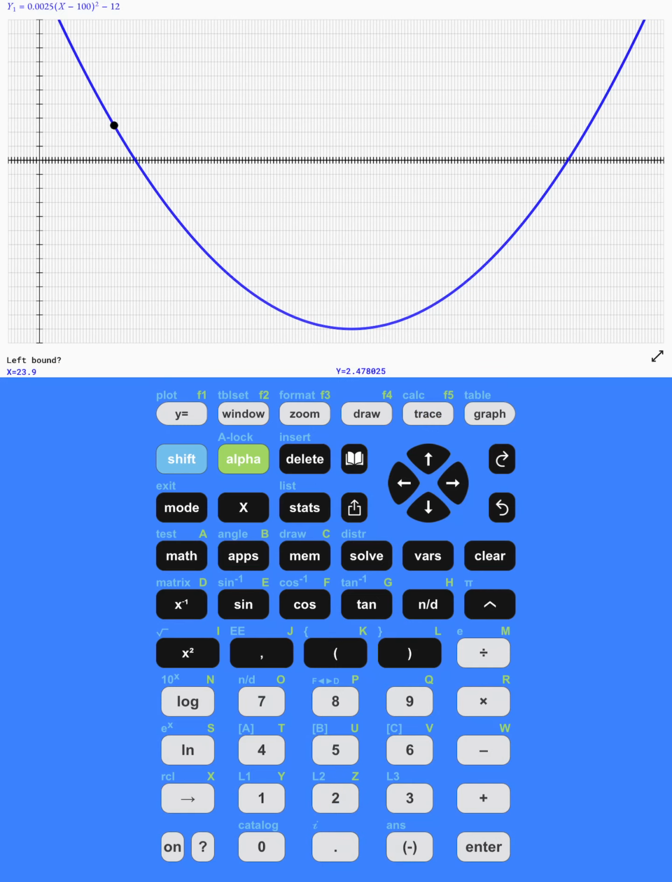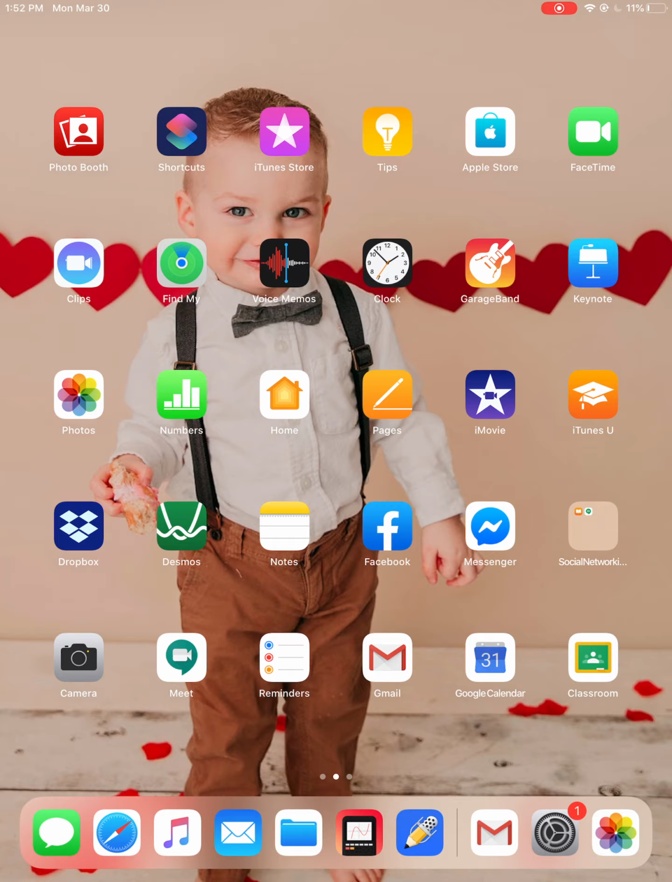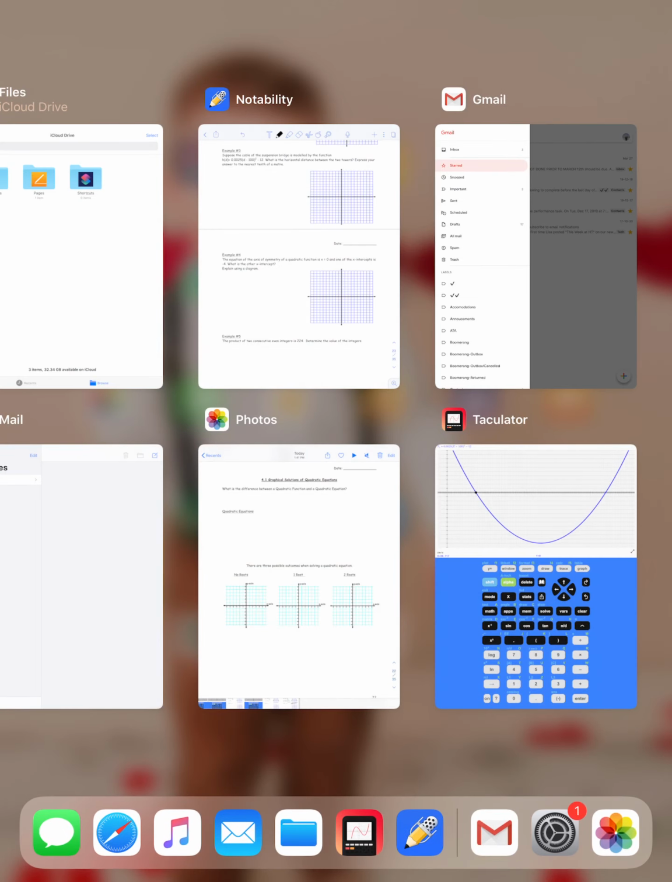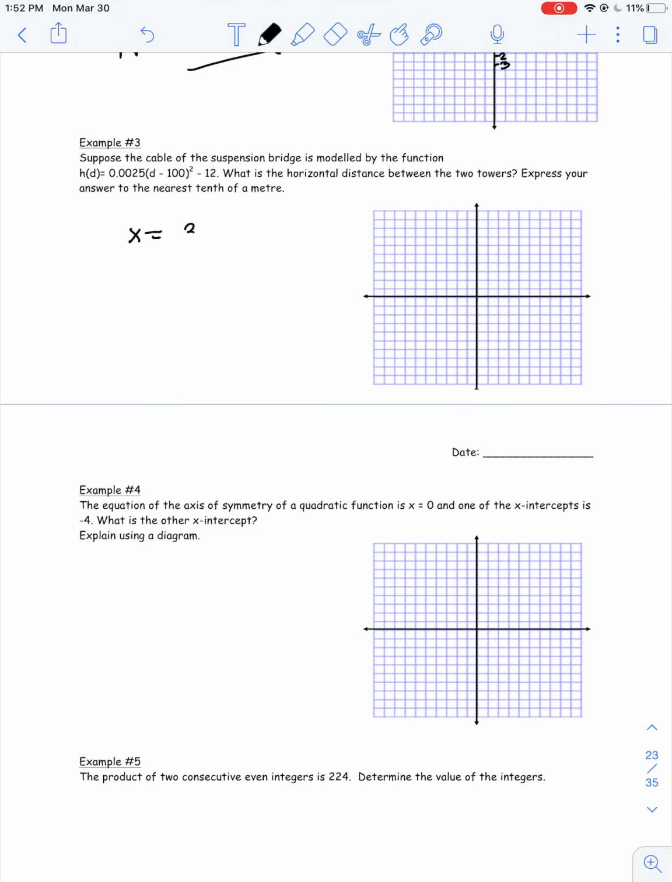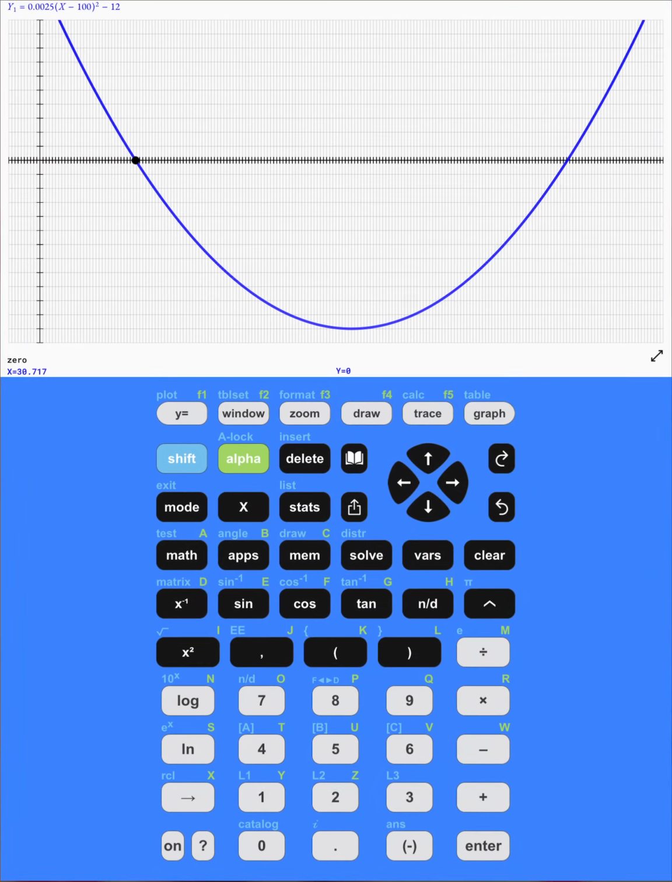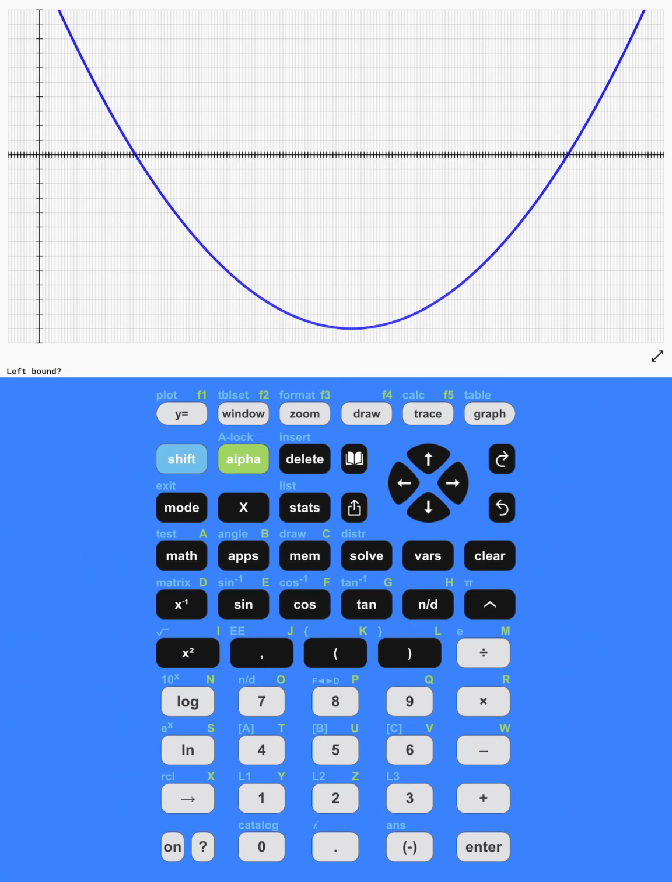So we're going to go second trace. We're going to go to number 2 for 0. You're going to go to the left bound, which is there. So you're going to move your left cursor until you get there. Press enter. Then you're going to move your right cursor until you get here. So that's the right bound, press enter, and then enter again, and you should find that the value of x is 30.7, because I'm rounding to the nearest tenth. So we know that x is equal to 30.7.